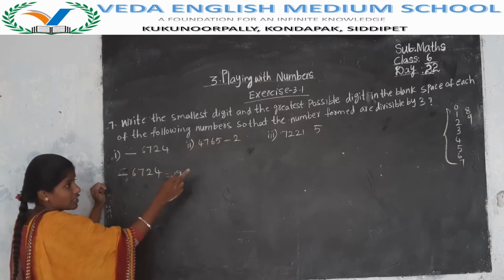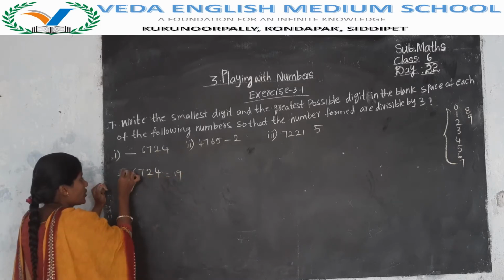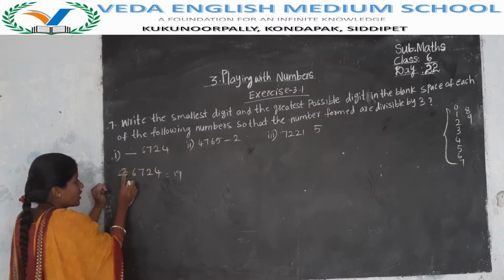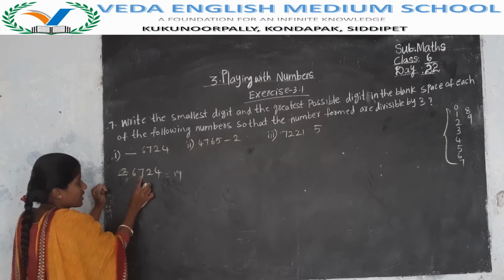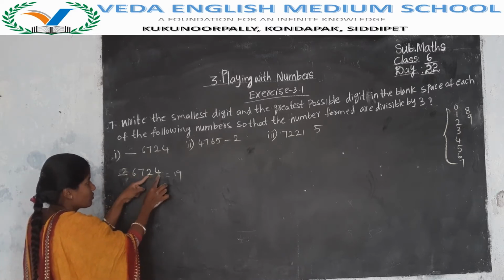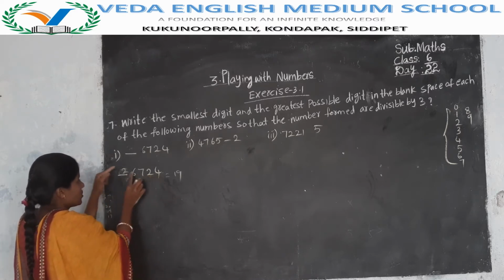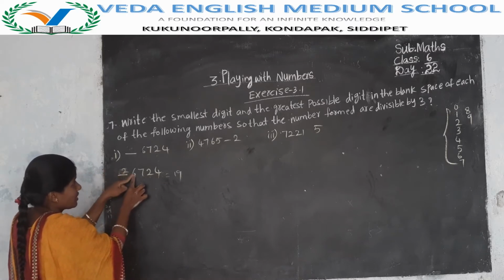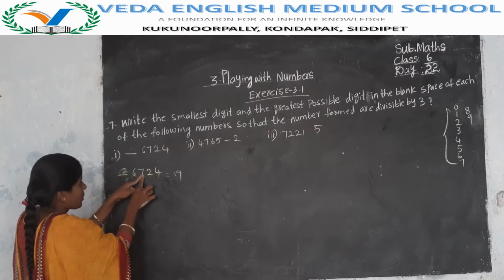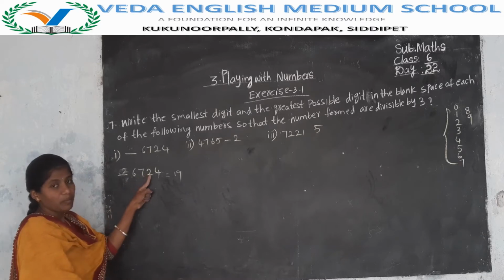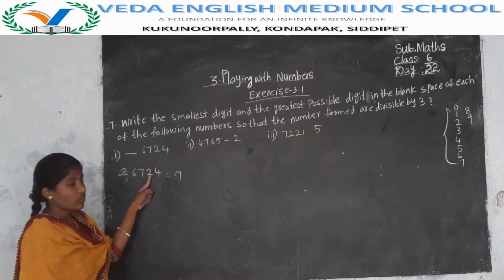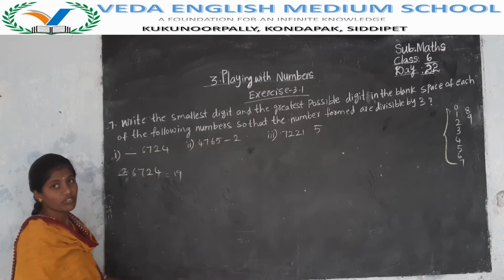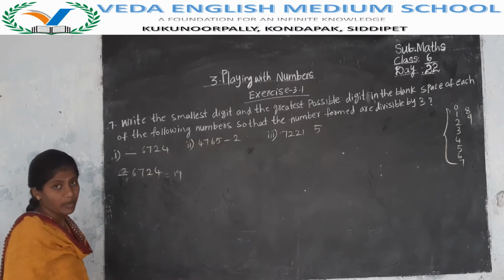After 1, what is the next number? The next number is 2. If you write 2 here, 2 plus 6 is 8, 8 plus 7 is 15, 15 plus 2 is 17, 17 plus 4 is 21.